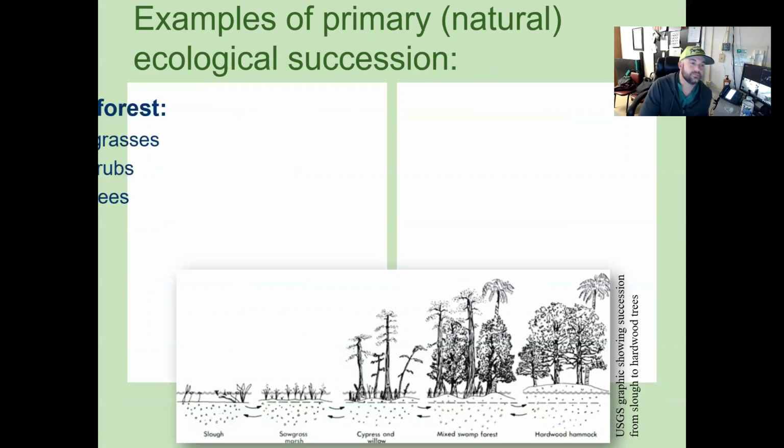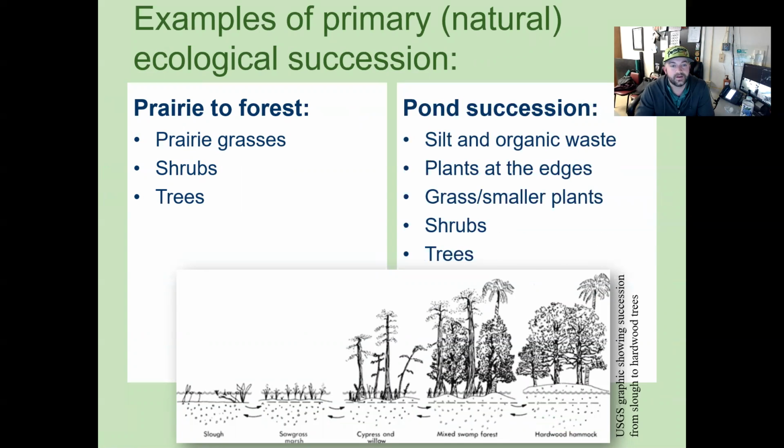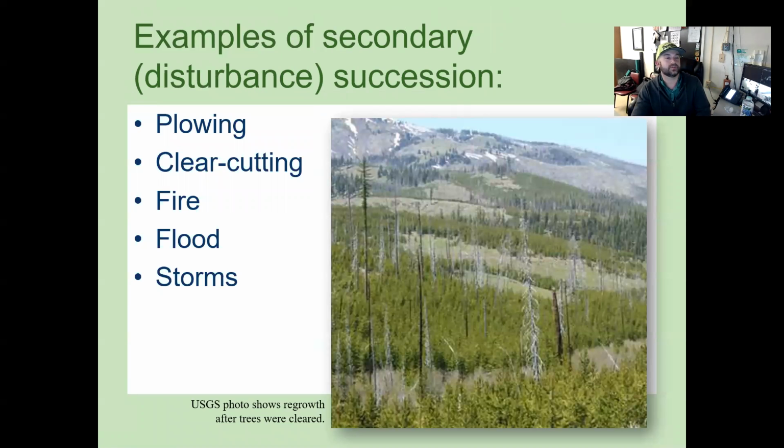Some examples here: a prairie or forest would be prairie grasses, shrubs, and trees. Then upon succession, which would be silt and organic waste, plants at the edges, grass, smaller plants, shrubs, and trees. Some examples of secondary disturbance succession would be plowing, cutting, fire, floods, and storms. Anything that is going to disrupt or disturb that succession is going to be listed here, and there could be other things too. You never know if there's going to be some other natural event like a tornado or something that brings that down.